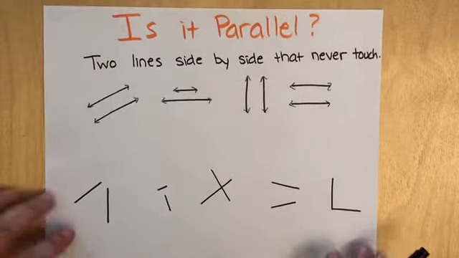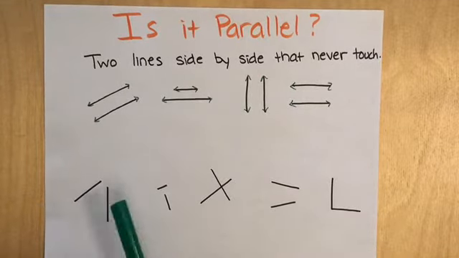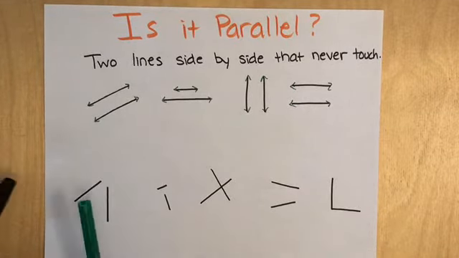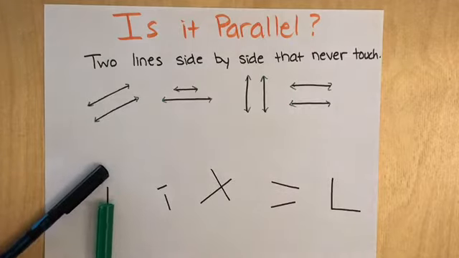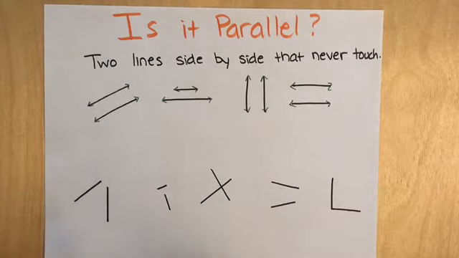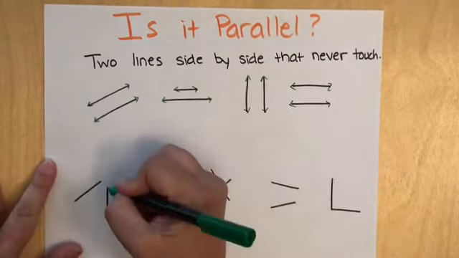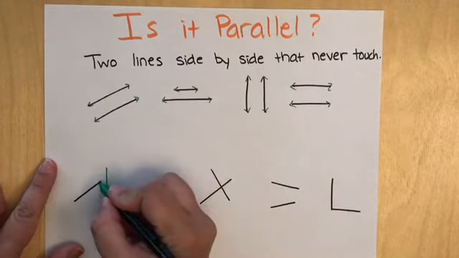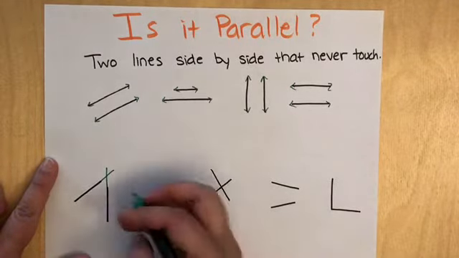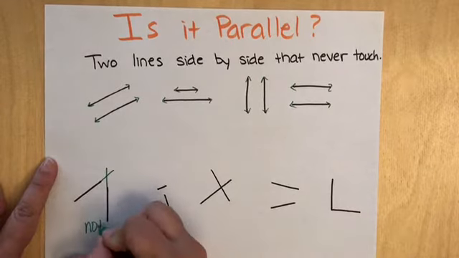Now let's look at these lines down here. Are these parallel? Well, they don't touch right now, but will they if they keep going? Yeah, that bottom one is going to run right into the other one. So if they kept going, they would run right into each other. So no, this is not parallel.